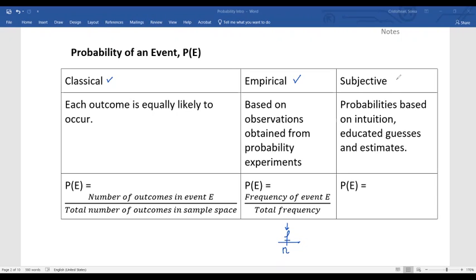The last type of probability is subjective probability. Probability is based on intuition, educated guesses, and estimates. So this one doesn't really have a formula because it is, as it says, based on intuition or experience, or it's more like an educated guess, okay? Now, what is interesting is that if an event is repeated over and over again, then the empirical probability will approach the value of the classical probability. And this is called the law of large numbers for probabilities.